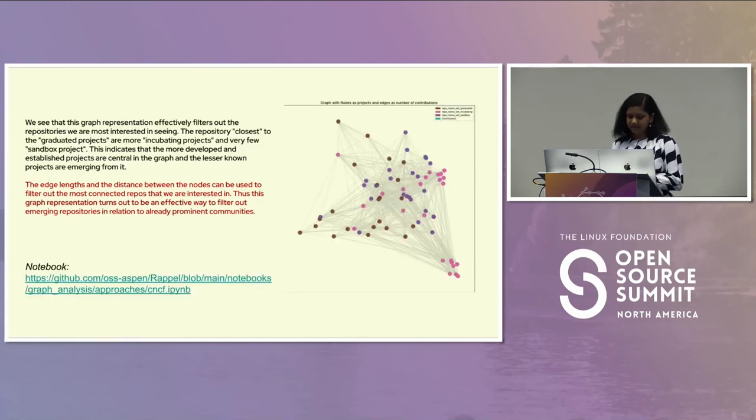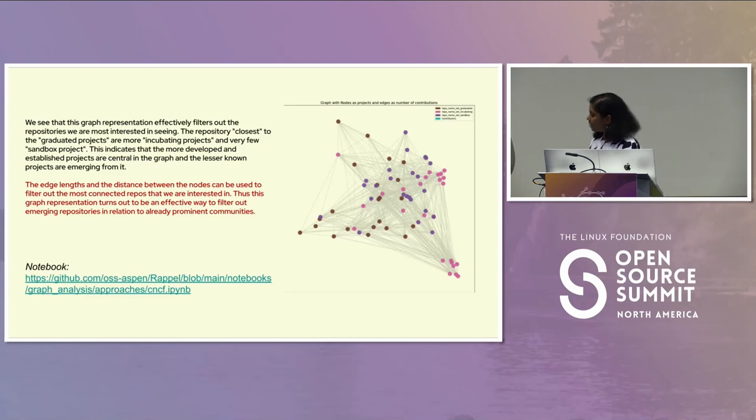And the second representation here is the betweenness centrality algorithm. It effectively filters out which projects we are more interested in seeing. So which are those projects which are closely in connection to those graduated projects that CNCF has defined, and try to see which are the lesser known projects that are emerging out of those well-developed projects that we have over here. So this can be a good way to effectively filter out emerging projects, which are already in relation to some of your prominent communities that we have.